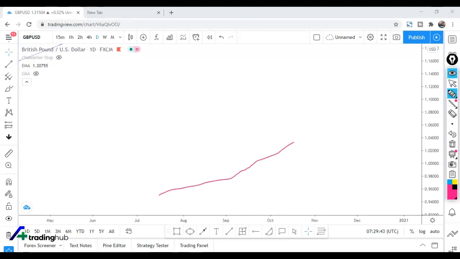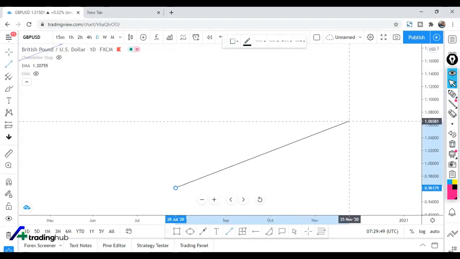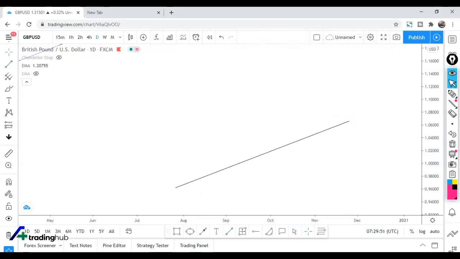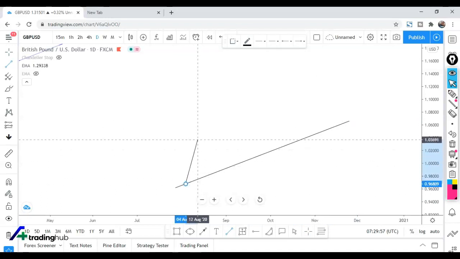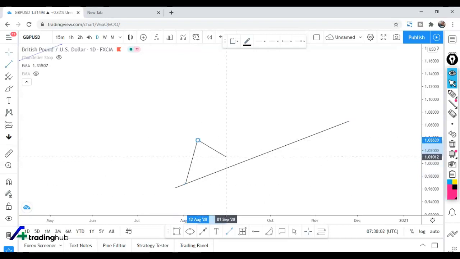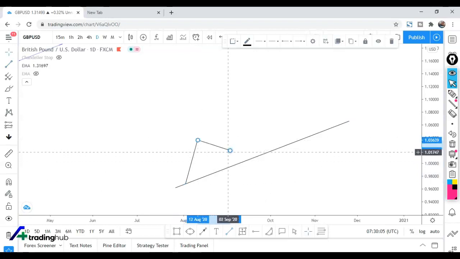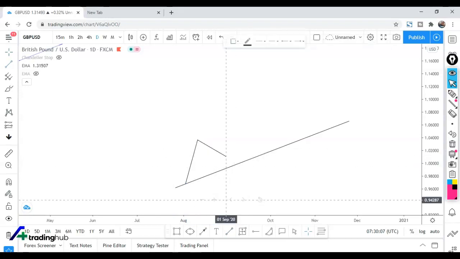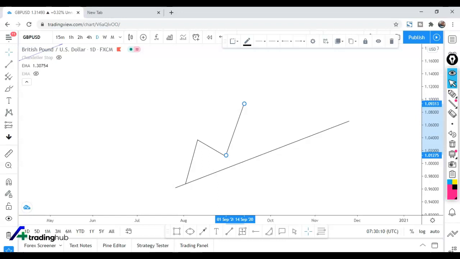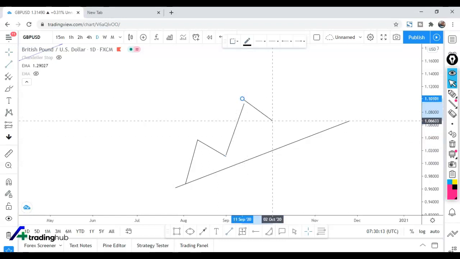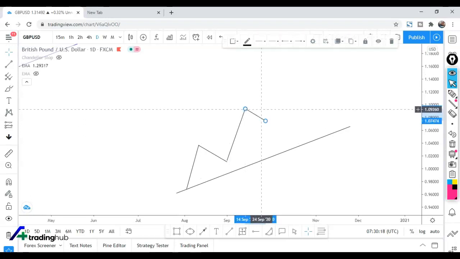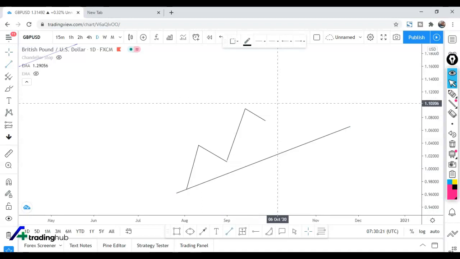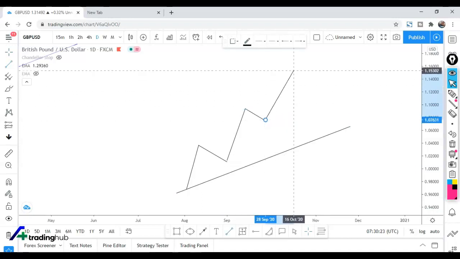So this is your trend line. No, I won't do that, so you guys won't laugh at my drawing today. So I'll do this. This is your trend line, and you get impulse, then pullback, impulse pullback, then impulse again, pullback. This is another pullback.